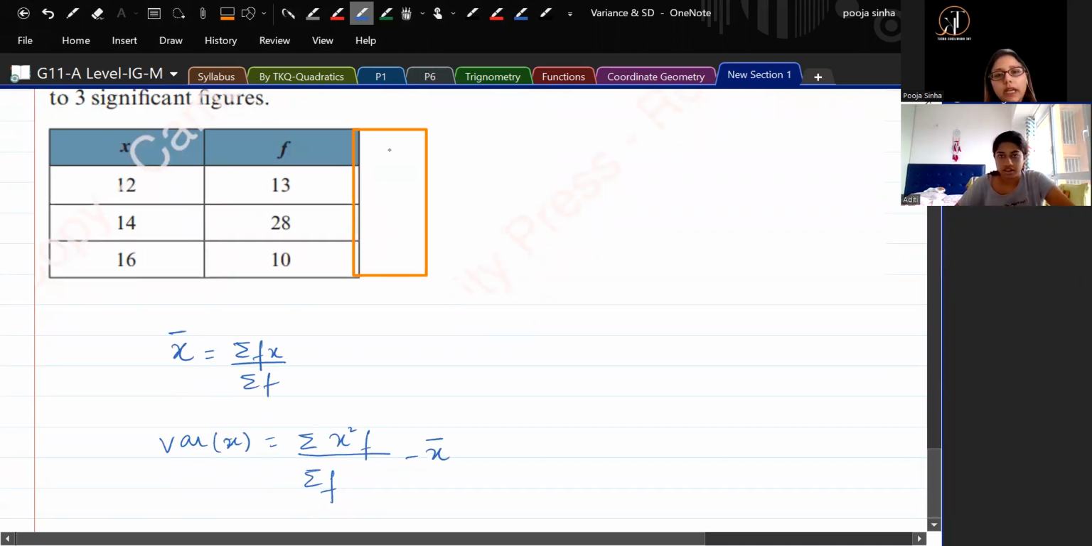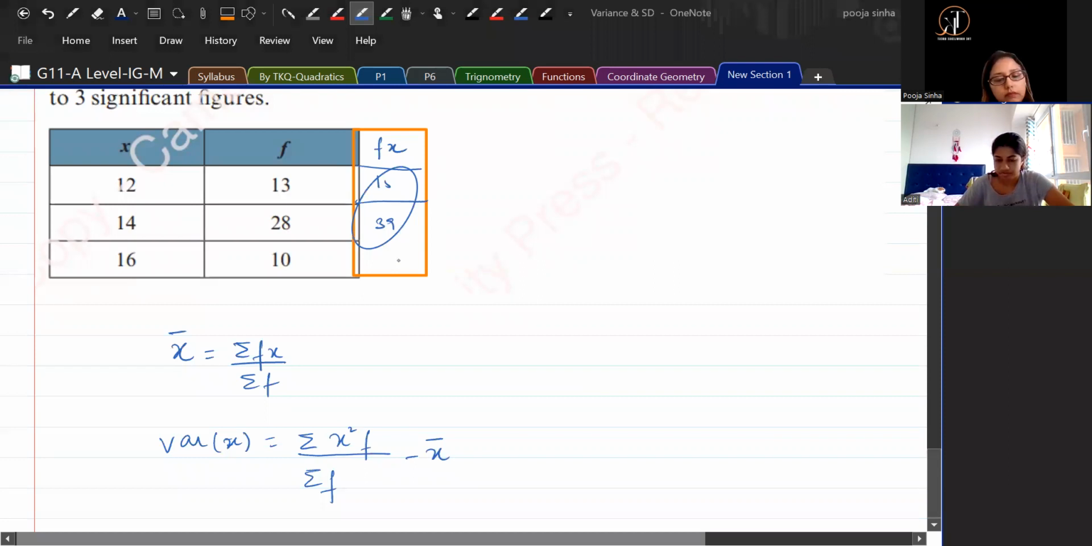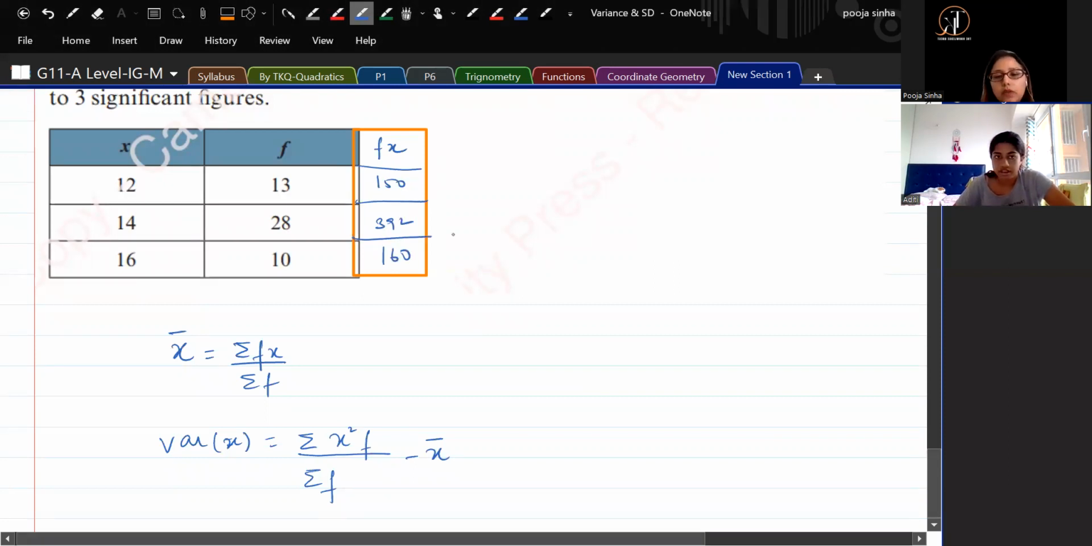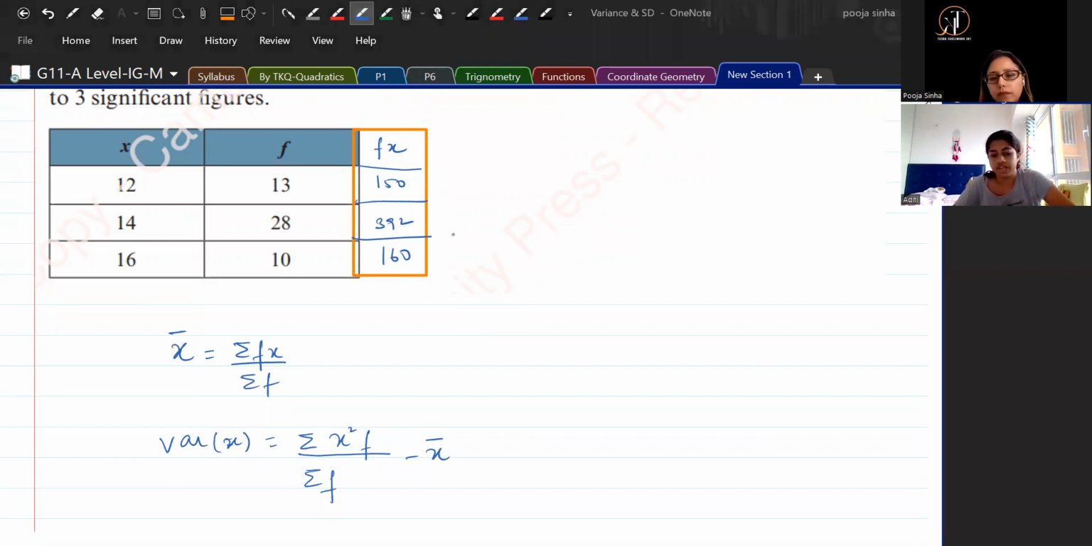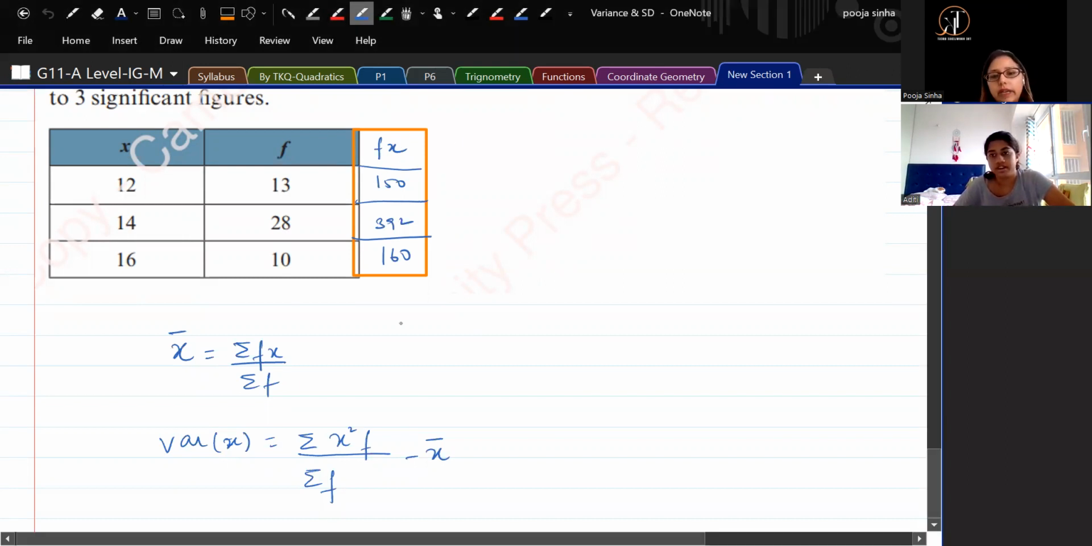So first, what columns will we make? I need an fx column. So what do I write here? 14 into 12, which will be 150. 28 into 14, 392. Then 16 into 10, 160. Now do I need any other column? Necessarily no, because you can just do 150 plus 392 plus 160 divided by 13 plus 28 plus 10. But I still need something, right? I need x square f, so I need one more column.